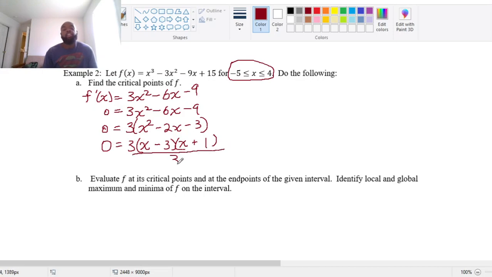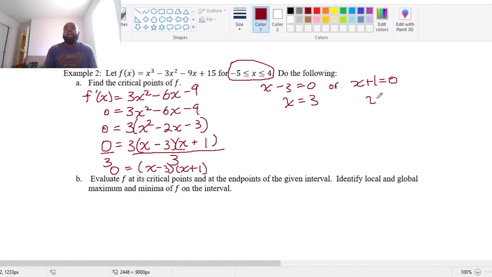One of the things that I can do is, because this is just a 3, I can divide both sides by 3. We can never divide by 0. And I'm going to get (x - 3)(x + 1). For me to continue to solve, I set each of those equal to 0. And I'm going to get x equals 3 or x equals -1. So my critical points are 3 and -1. All right, those are my critical points.